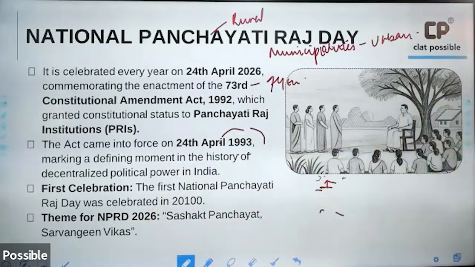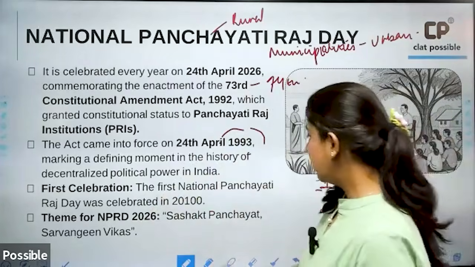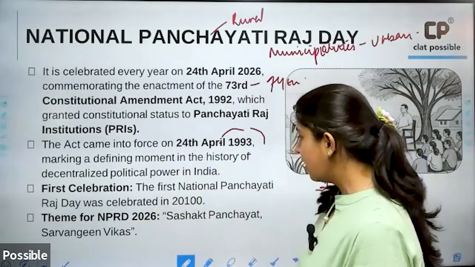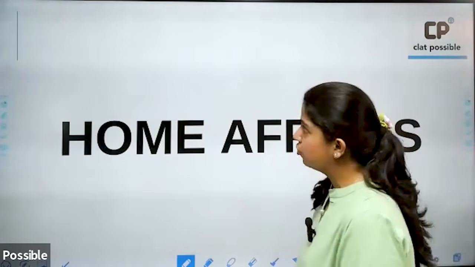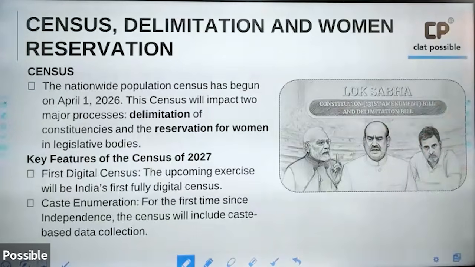The first celebration was undertaken in the year 2001, and this year "Sashakt Panchayat, Sarvageen Vikas" was the basic theme of the National Panchayati Raj Day. Then coming to the home affairs.